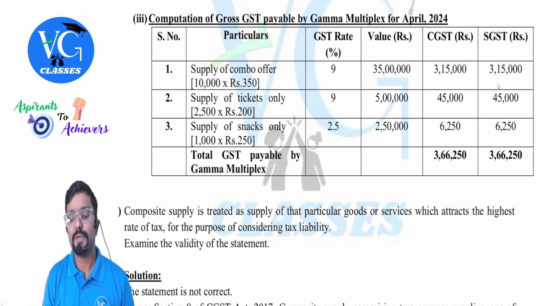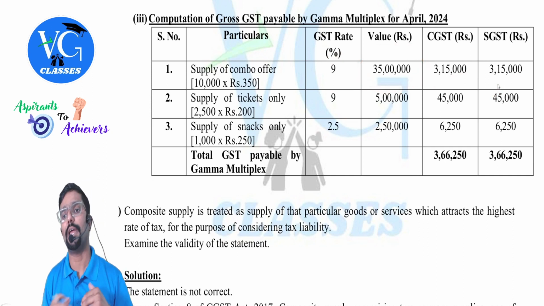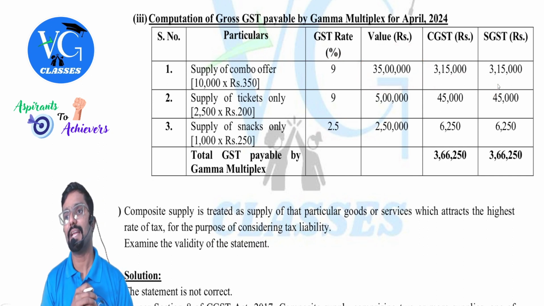9% each. 9% CGST, 9% SGST. So calculate 35 lakh into 9%. 35 lakh into 9%. Yes, sir.